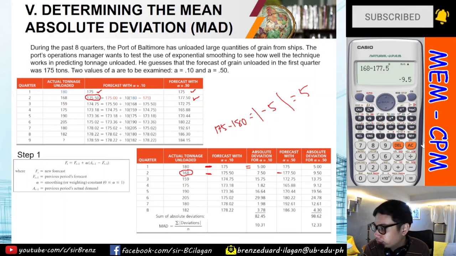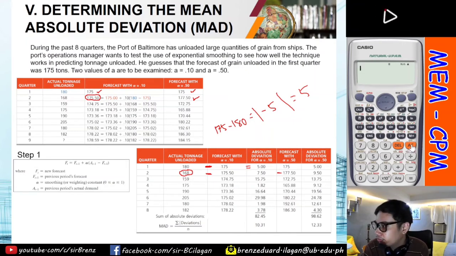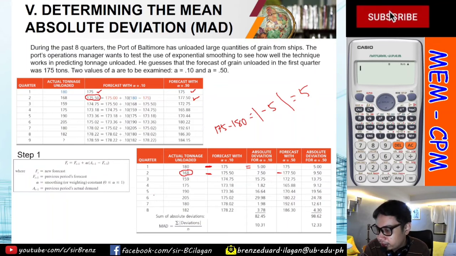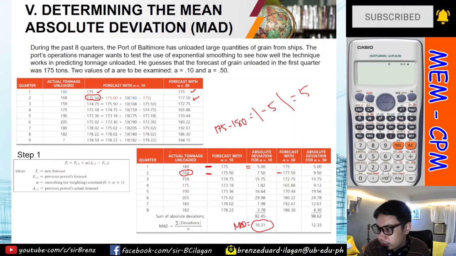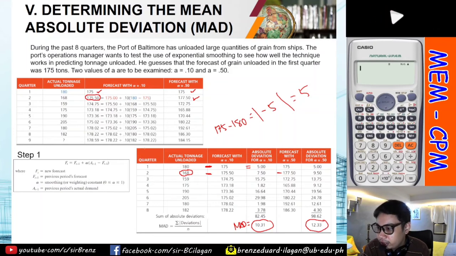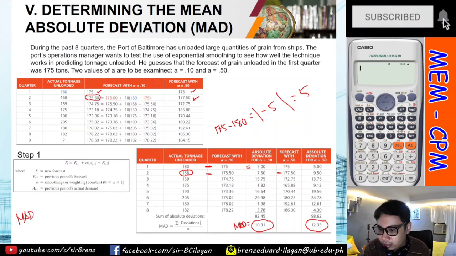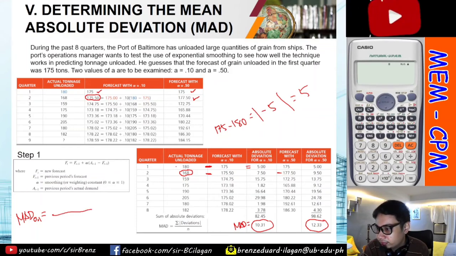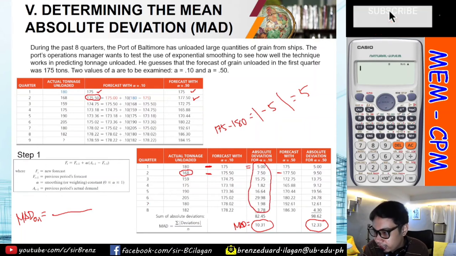So, eto, para makuha natin yung MAD niya or yung mean absolute deviation. So, paano ba nakuha itong 10.31? Ito na yung MAD niya eh. For the smoothing constant of 0.1. And then, ito yung para sa 0.5. So, nanggaling yung 10.31. So, sige, pakita natin. So, yung MAD for 0.1, equals lang sa summation nitong lahat. I-add mo lang lahat to. So, just take the sum of that. So, check natin. Ang lumabas kasi sa kanya dito is 82.45.